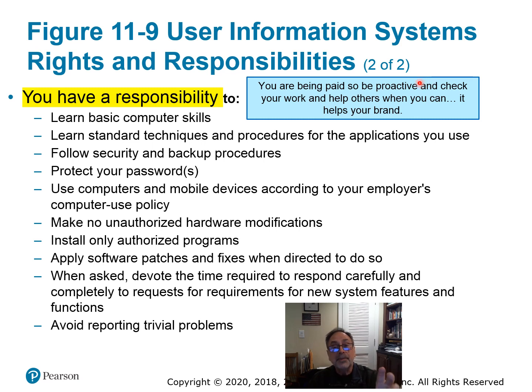And you're going to leave this class with some good tools, so that you can be proactive and you can help an organization become more efficient, more effective, and also help others when you can. It helps your brand. If you're someone who keeps trade secrets or things you've learned to yourself, people realize it. But if you're helping others proactively and willingly, you're much more appreciated in the company.